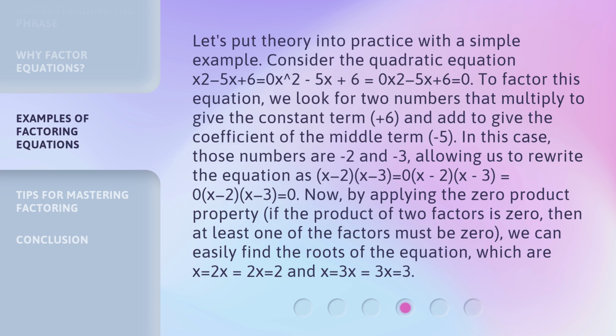Now, by applying the zero product property, if the product of two factors is 0, then at least one of the factors must be 0. We can easily find the roots of the equation, which are x equals 2 and x equals 3.